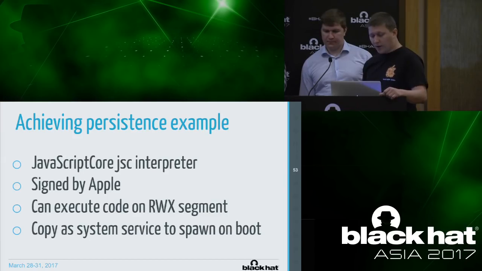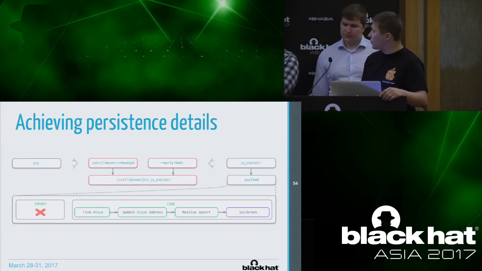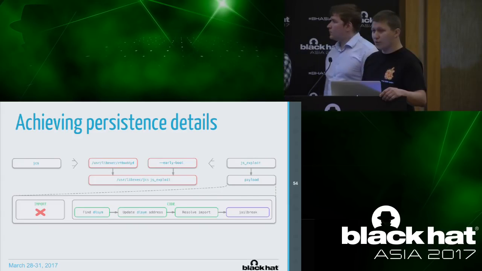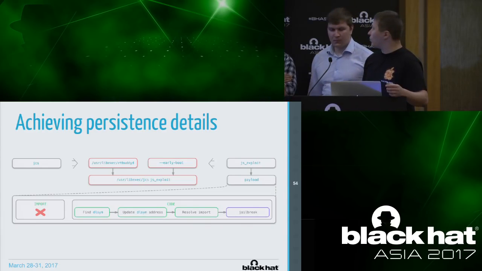In our jailbreak, we're using the JavaScript core interpreter, which is signed by Apple, and what's good about it is that it can execute code in the RWX segment. So we are copying it as a system service to be spawned on boot. This is what it looks like. We're replacing the rtbuddy service with JSC, and then we're creating an early boot file, which is essentially a JavaScript exploit with a payload. When the system starts, it executes rtbuddy minus early boot, which is essentially the JavaScript exploit.